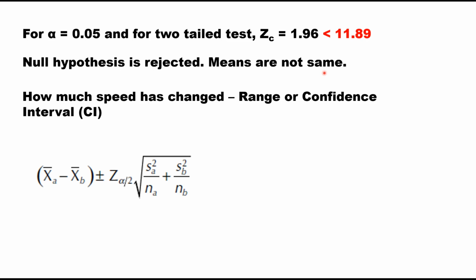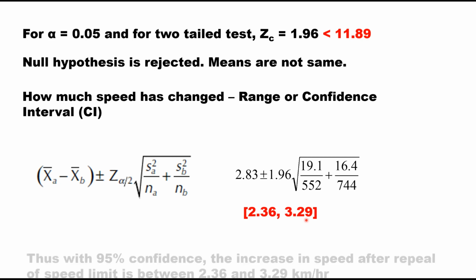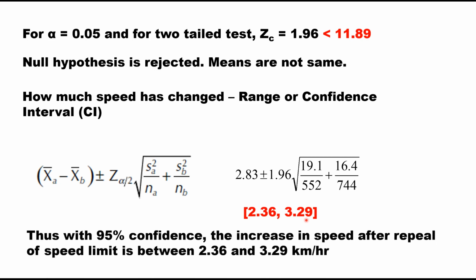Now if you are interested in how much change has occurred, then you find out the range or confidence interval. The confidence interval for a z distribution is given by this equation: difference in the means plus or minus z value multiplied by the square root of variance of A upon NA plus variance of B upon NB. If you calculate this value, 2.83 plus or minus 1.96 times the square root of these values, it gives 2.36 and 3.29. So you can say that with 95% confidence level, the increase in speed after repeal of the speed limit is between 2.36 and 3.29 km per hour.